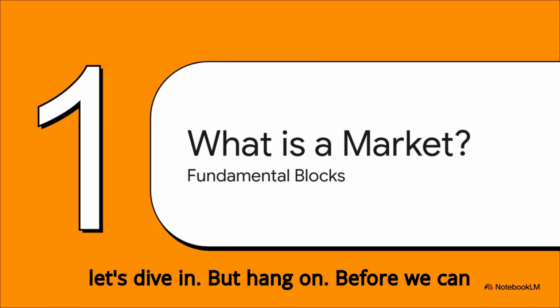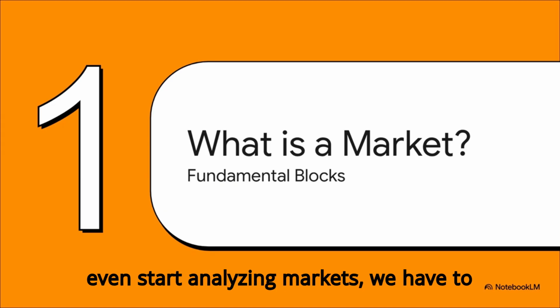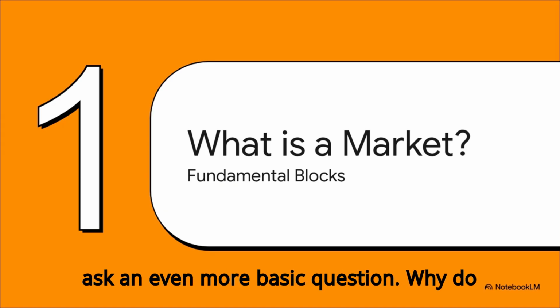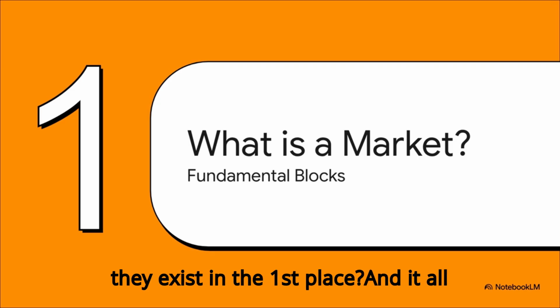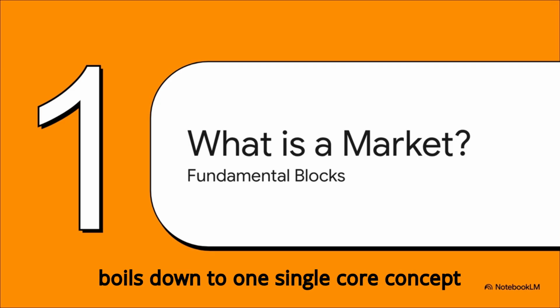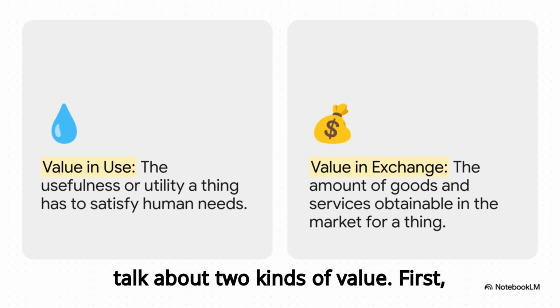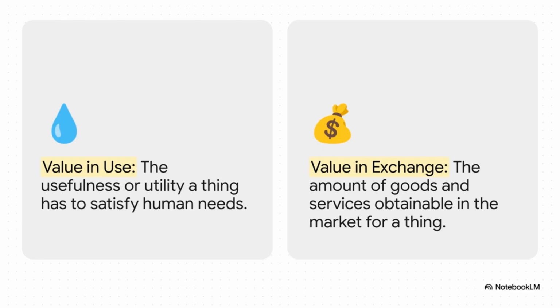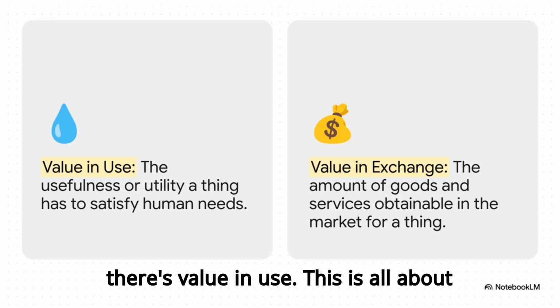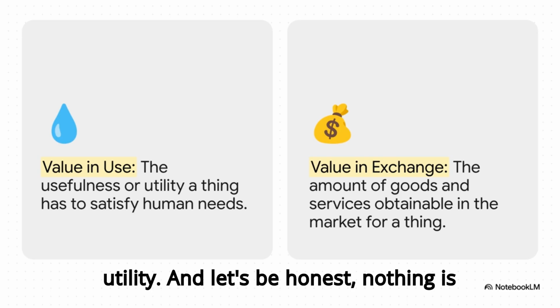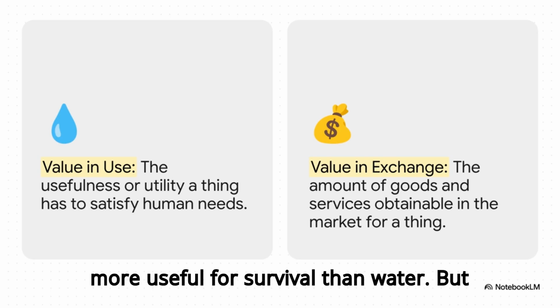But hang on. Before we can even start analyzing markets, we have to ask an even more basic question. Why do they exist in the first place? And it all boils down to one single core concept: value. So in economics, we talk about two kinds of value. First, there's value in use. This is all about utility. And let's be honest, nothing is more useful for survival than water.